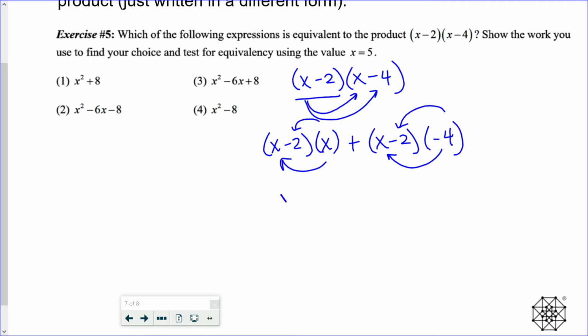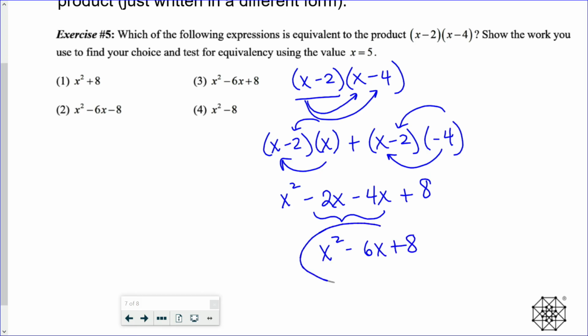I have x times x, which is x squared, x times negative 2, which is negative 2x. Negative 4 times positive x is going to be negative 4x, and negative 4 times negative 2 is positive 8. Very important. Negative 2 times negative 4, positive 8. Negative 2x and negative 4x combine to be negative 6x. And there is the equivalency, and that is choice 3.